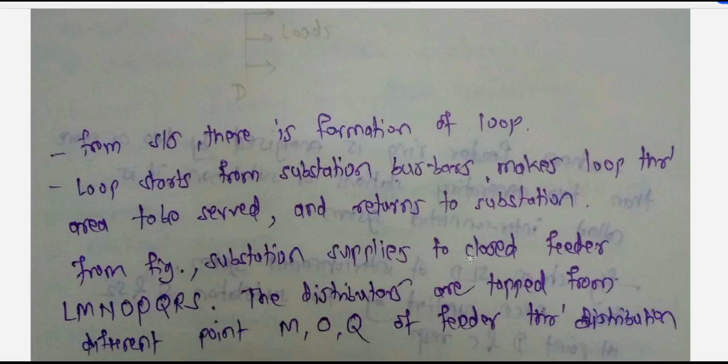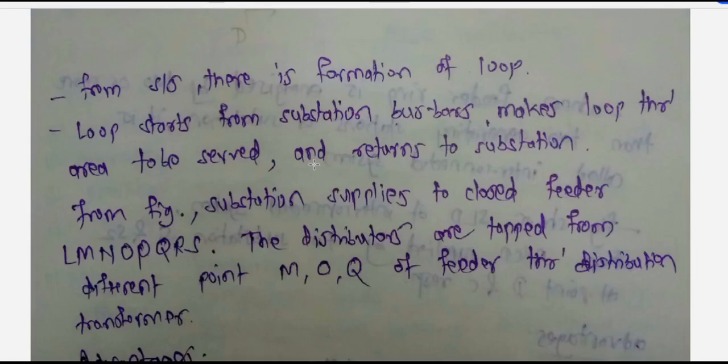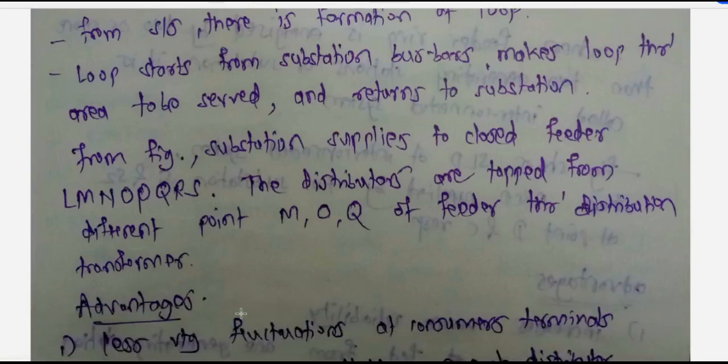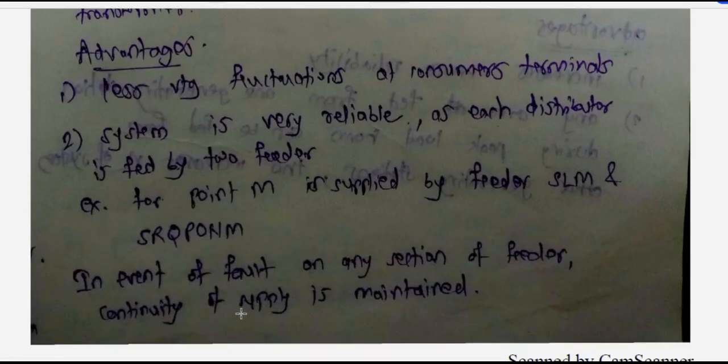From the figure, the substation supplies the closed feeder LMNOPQRS. So this is the ring. The distributors are tapped from the different points M, O, Q of a feeder through the distribution transformer. Now the previous disadvantages are covered here.